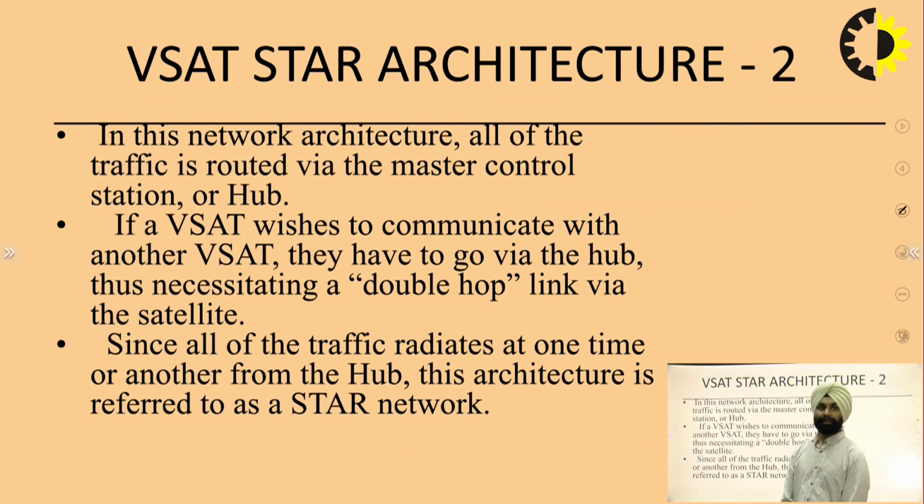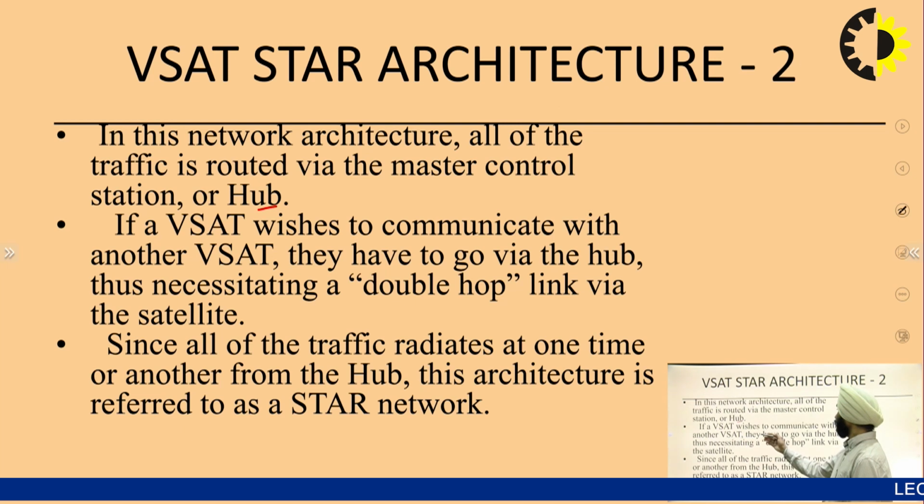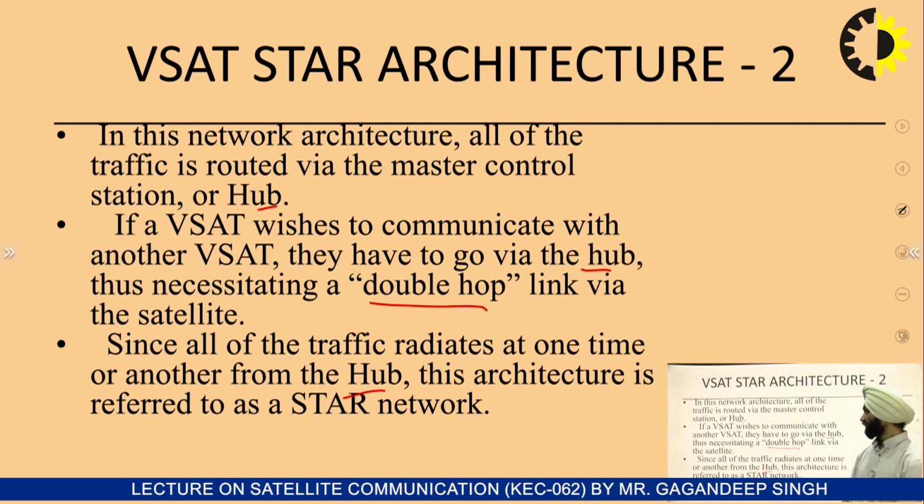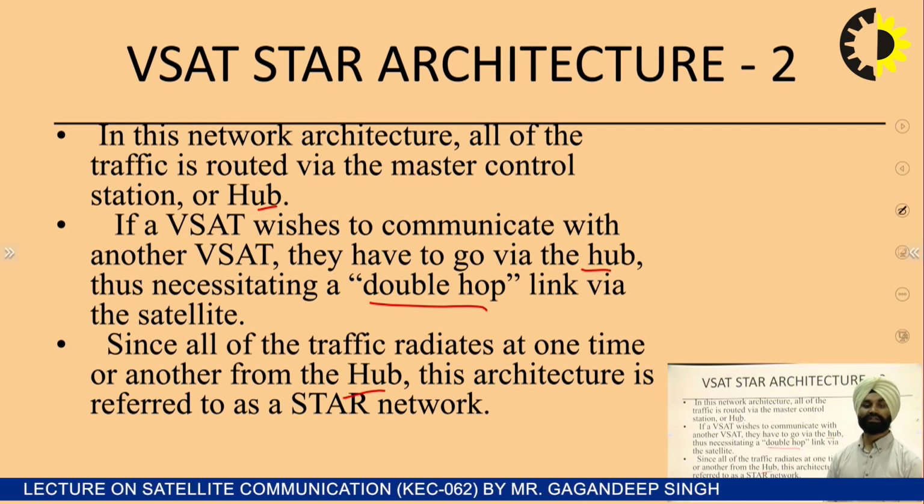So in the network, we can say that there is a star topology, there is a central hub or station. If anything is to be communicated with any other VSAT, it is communicated first of all to the hub, then it is communicated to the next VSAT. So this is called the double hop link in the VSAT or in the satellite. Since all the traffic is through the one hub only, this architecture is also known as the star network.